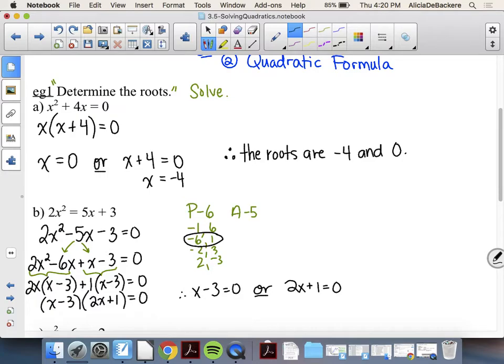So if x minus 3 equals 0, that means that x must be +3. If 2x plus 1 equals 0, that means that 2x must be equal to -1. So I subtract 1 from both sides of my equation there, and then I'll divide both sides by 2. So I'm left with x is equal to -1/2. And so therefore my roots, or the solutions is another way to say that, are -1/2 and 3.